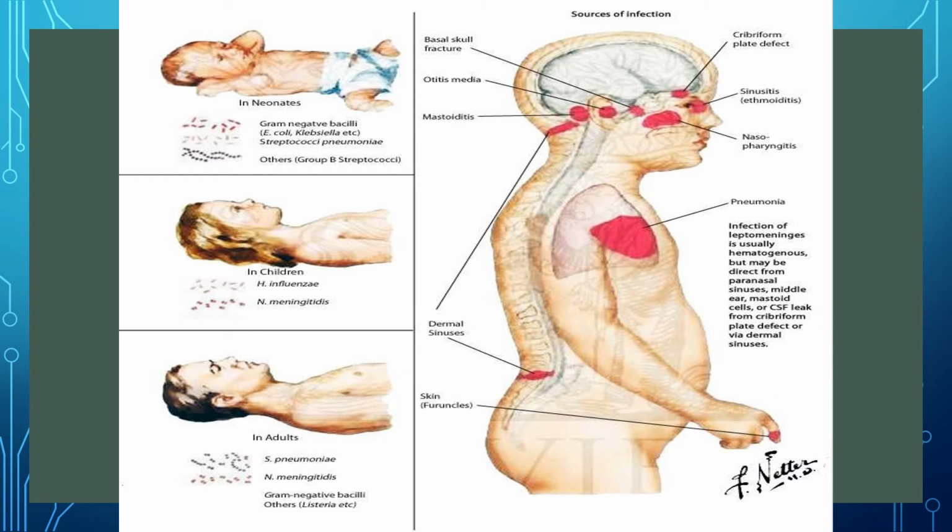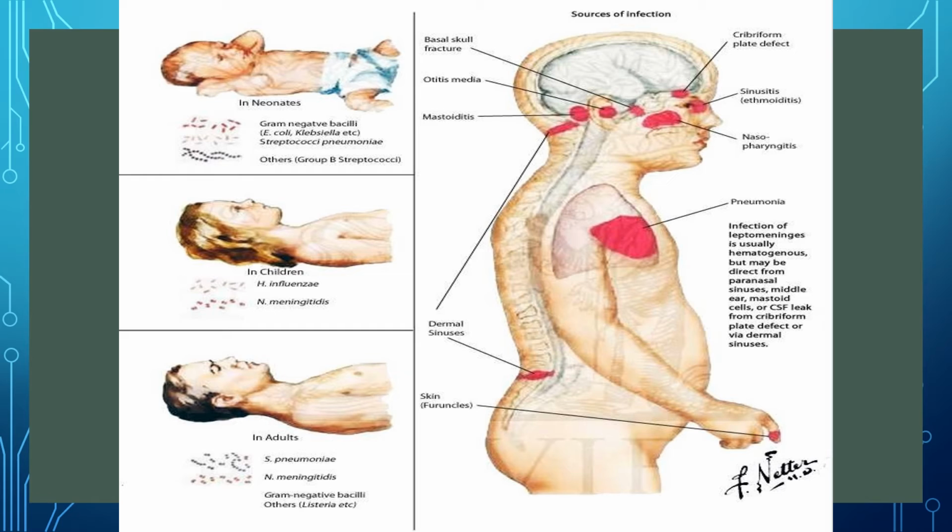This image shows the various sources of infection by Neisseria meningitidis. The first one is a basal skull fracture, and it can also be a reason for otitis media, infection of the ears, mastoiditis, dermal sinuses, and furuncles in the skin. Apart from this, it may also cause inflammation of the nasopharynx and also pneumonia. In neonates, the responsible reasons for this meningitis are gram-negative bacilli like E. coli, Klebsiella, and also Streptococcus pneumoniae and other group B streptococci.